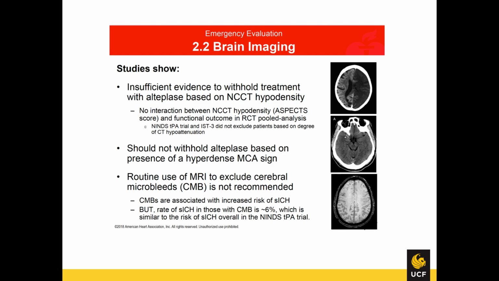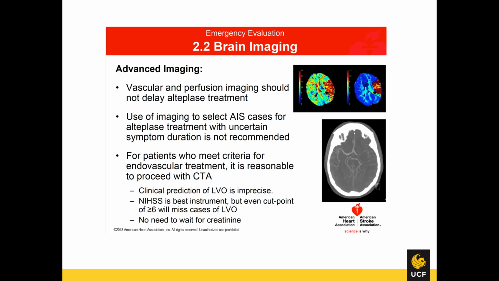So what's the takeaway from this? Don't worry about a hypodensity or a hyperdensity. That is not going to be something that is going to stop the patient from getting alteplase. Advanced imaging, vascular and perfusion imaging should not delay alteplase treatment. Use of imaging to select AIS cases for alteplase treatment with uncertain symptom duration is also not recommended.